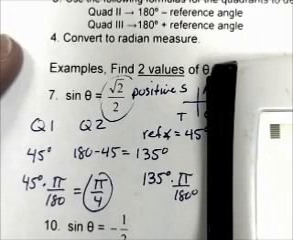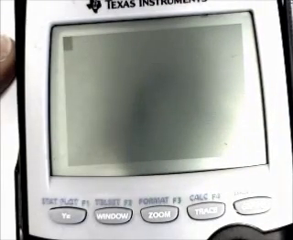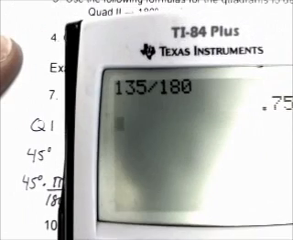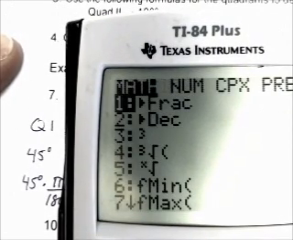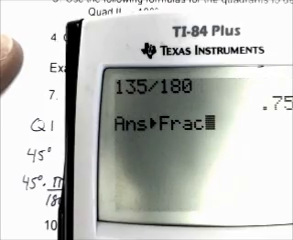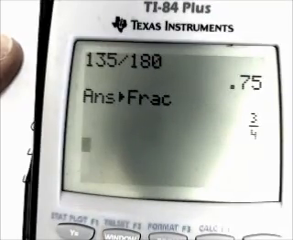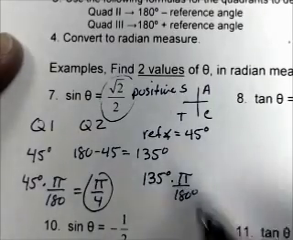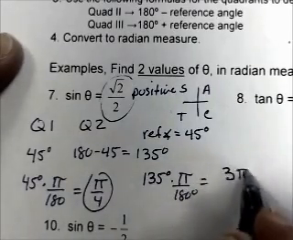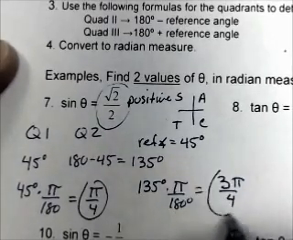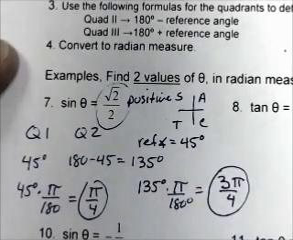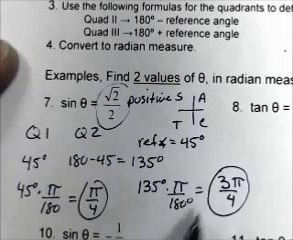All right, let me show you on the calculator. I'm just going to take 135 divided by 180. 135 divided by 180 is 0.75. And then math, enter, 3/4. So this is equal to 3 pi over 4. The fraction 3/4, and then don't forget your pi symbol. So here are our two values of theta in radian measure.